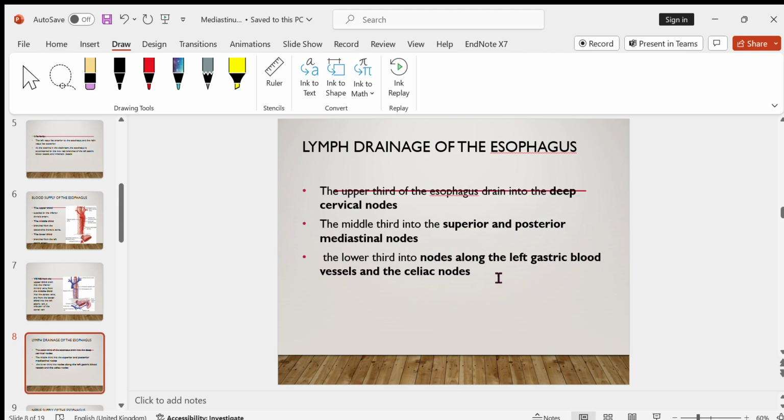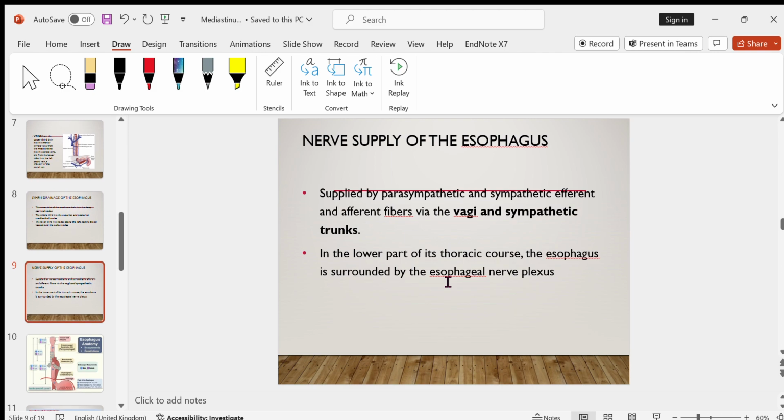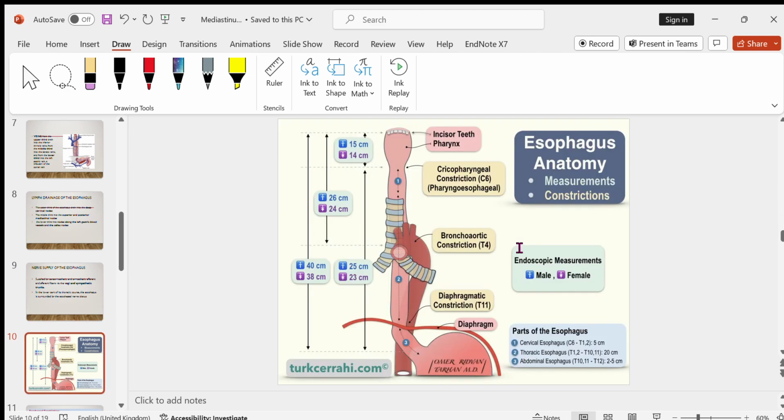The lymphatic drainage is very easy, it's very simple. The upper part drains into the deep cervical lymph nodes, the middle part drains into the superior posterior mediastinal nodes, and the lower third drains into the left gastric nodes and eventually into the celiac nodes. Nerve supply is both sympathetic and parasympathetic, and it is through the vagi and the sympathetic trunks.